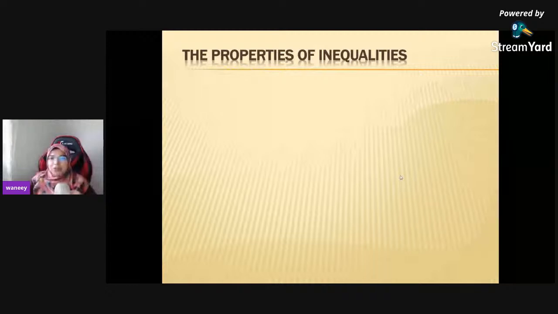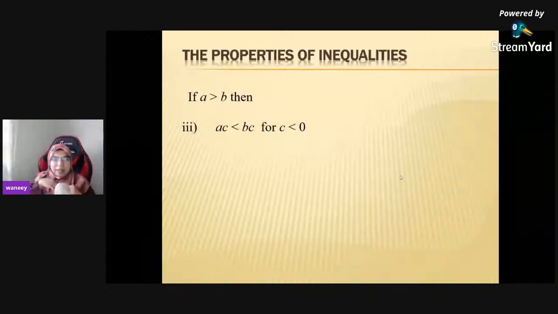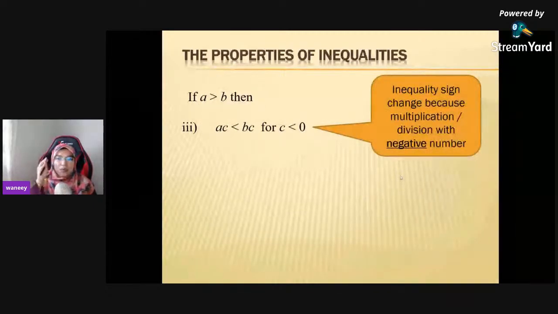Okay, so another one, I do a multiplication as well, but this time the C is a negative number. Just now it was positive, and this is a negative number. So what happened to the inequality sign? Before this, we had AC greater than BC for C greater than 0. However, this time for C less than 0, we have to flip the inequality sign. The inequality sign changes because of multiplication or division with a negative number. As long as you divide or multiply by a negative number, we're going to flip our inequality sign.